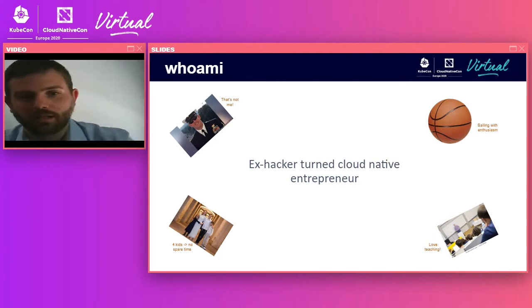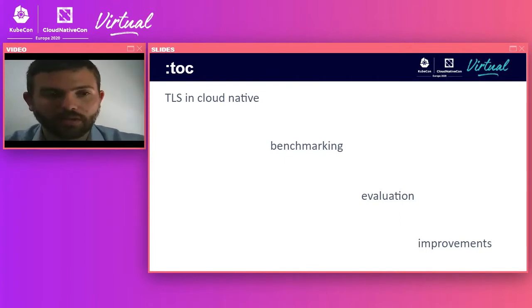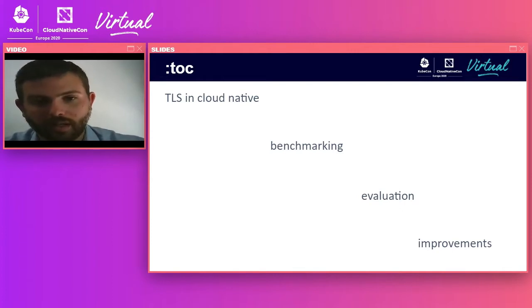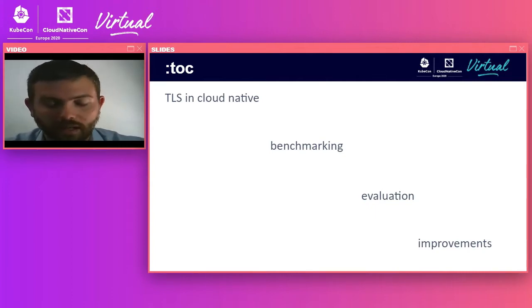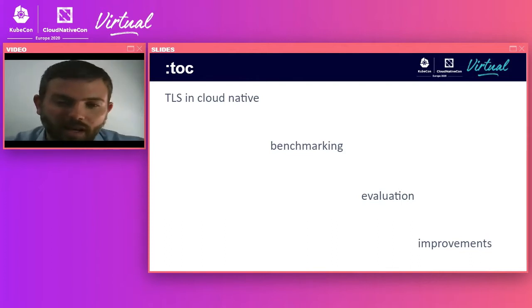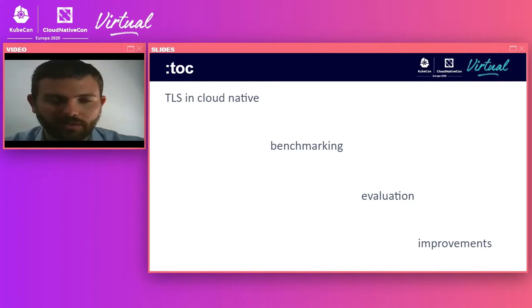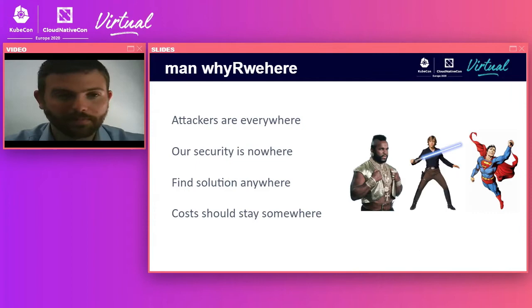So what we are going to do today is talk about TLS in cloud native and how much we need to invest in TLS. We are going to run some benchmarking tests. We'll try to understand how much we really need to invest in order to move from non-protected connections to TLS. We'll try to learn together how these numbers are built up. And at the end, hopefully, I will be able to tell you a few improvements you can make to improve your TLS performance.